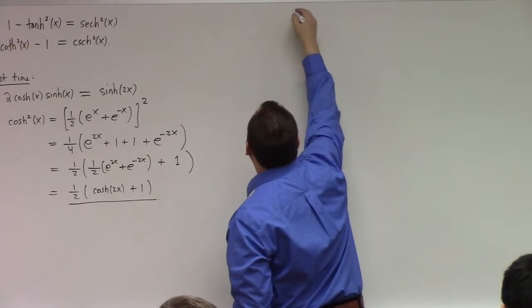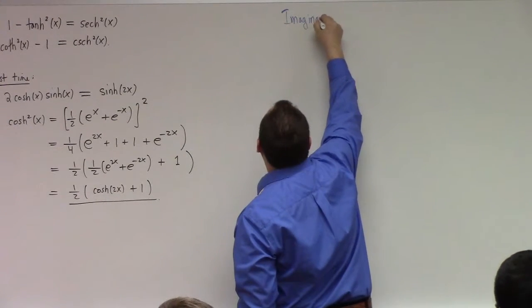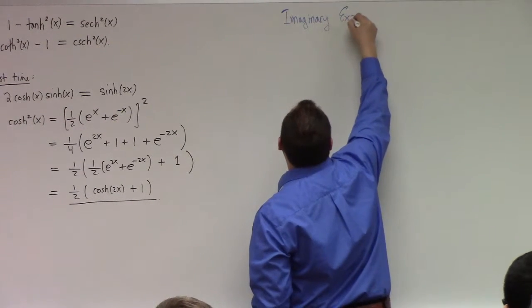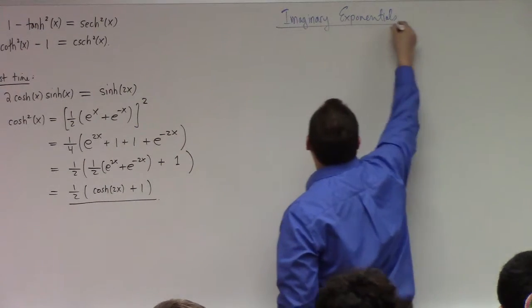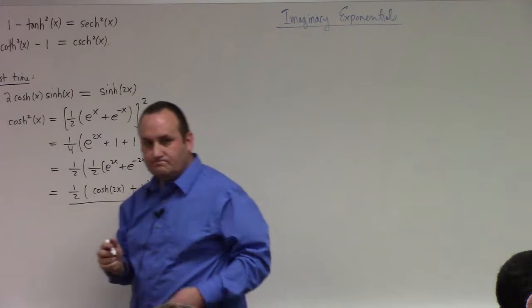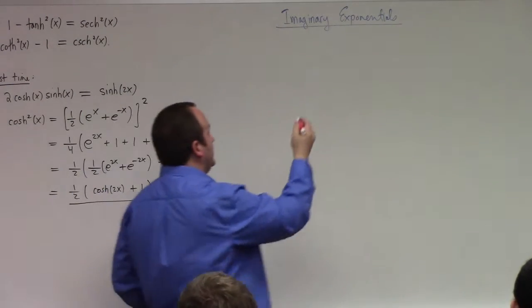So let me just have a little discussion. I'll try to keep it brief. Imaginary exponentials. These are a useful tool to derive trig identities. So I'm taking a break from the hyperbolic section just for a second here because it really fits nicely with this example we just did. Basically, the story is this.